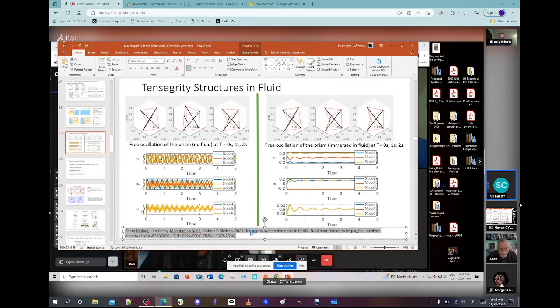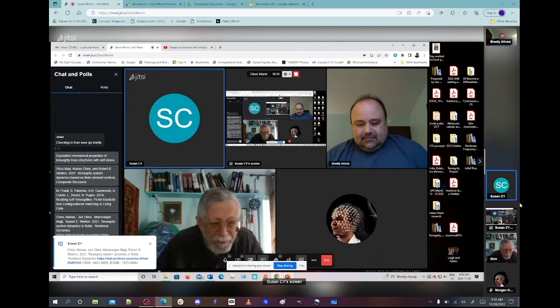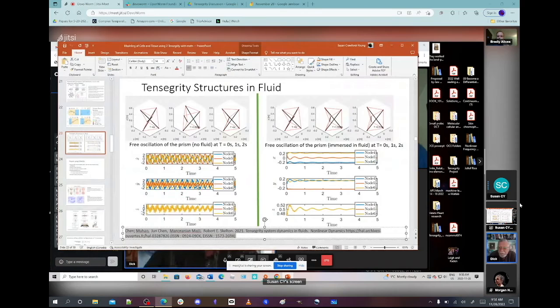Anyway, sorry. There's the one with the water in it. I just saw that there. See that? Okay. Here, and then this is fluid immersion and what happens to the oscillations. And this is a tensegrity structure in fluid.